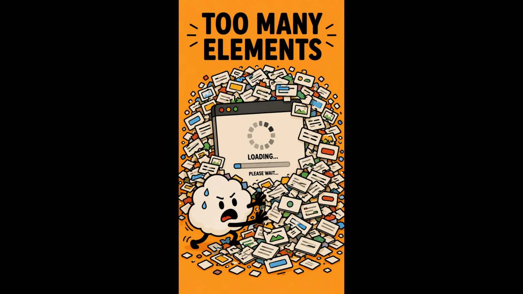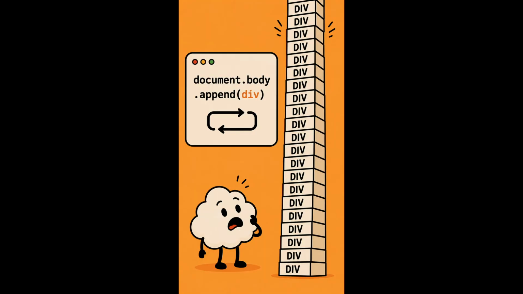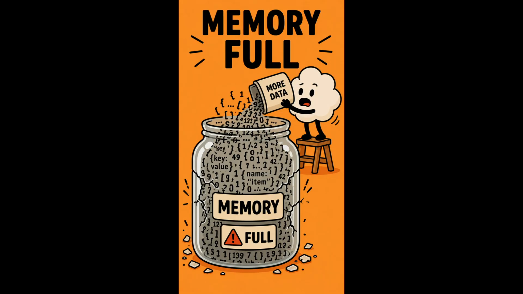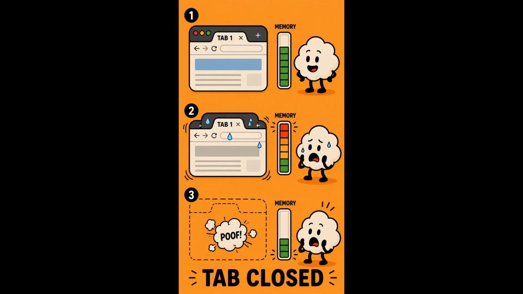You can also create so many elements that the page becomes unusably slow. Imagine adding another div repeatedly without removing any of the old ones. The browser must store, draw, and track every single element you create. You can also consume memory by continuously creating huge arrays or objects. If memory usage grows far enough, the tab may close or completely fail.